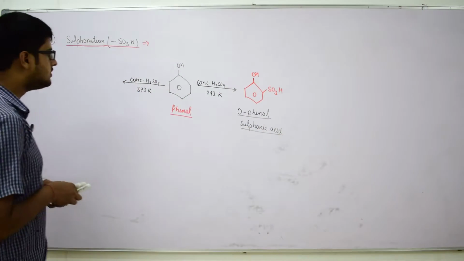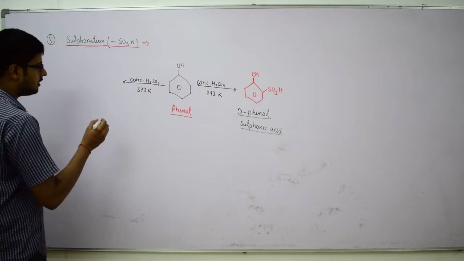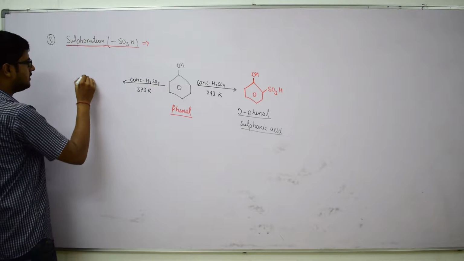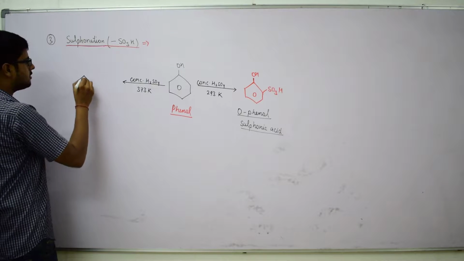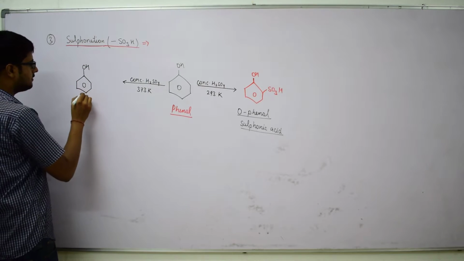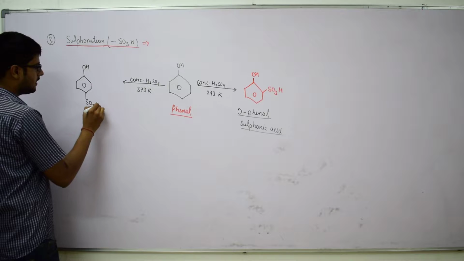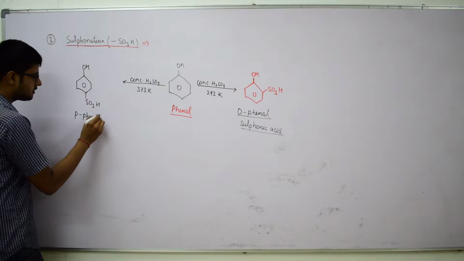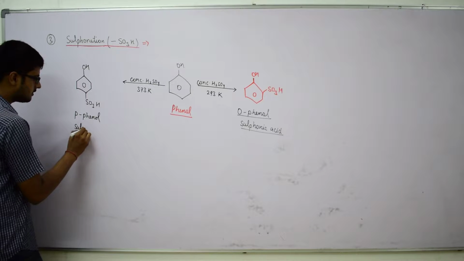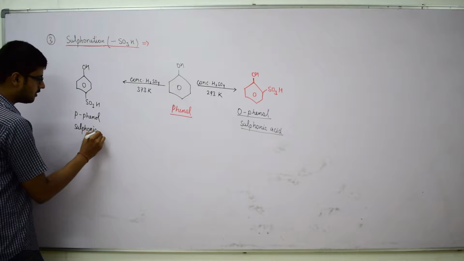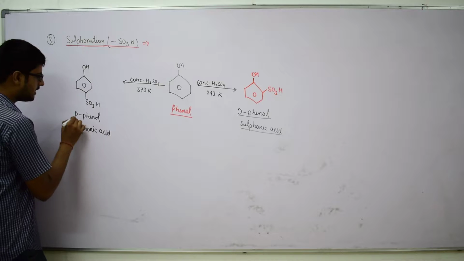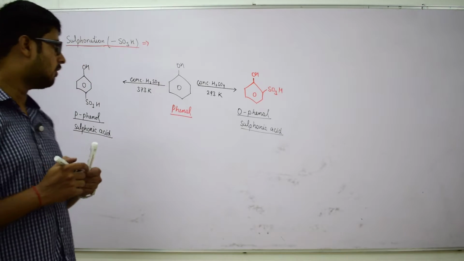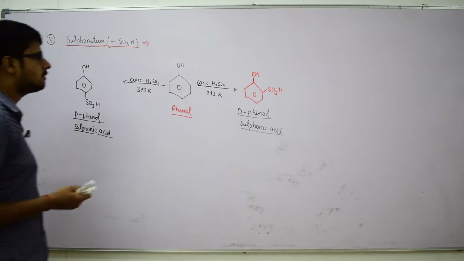And when phenol is treated with concentrated sulfuric acid at 373 Kelvin, it leads to the formation of the para derivative, and the compound formed is called paraphenol sulfonic acid. So, these are the two mechanisms of sulfonation of phenols.